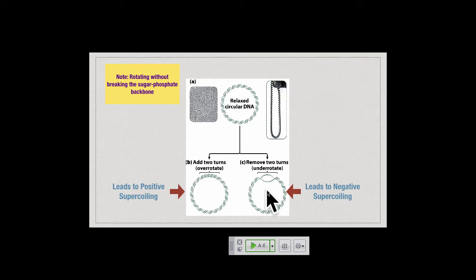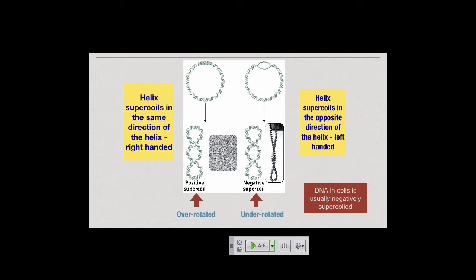So this is why it's believed you can get the same result. Positive supercoils, negative supercoils, the outcome is the same, but there are certain biological advantages to going with the negative supercoils. And this is what you find in cells. So that's what it's trying to show you here.